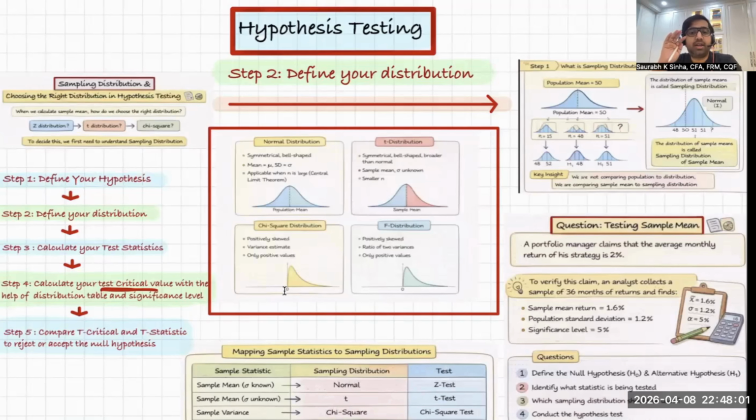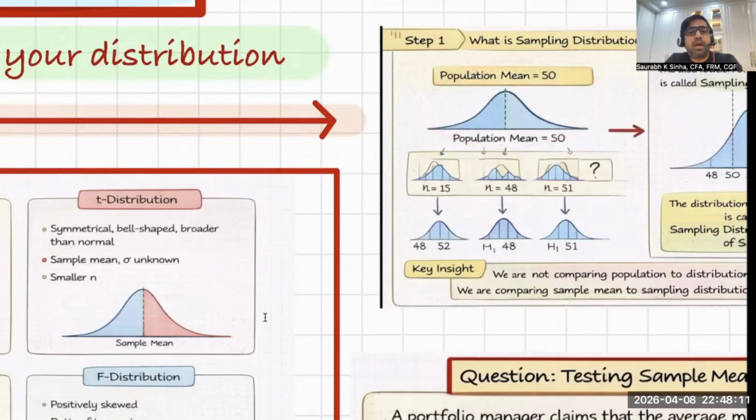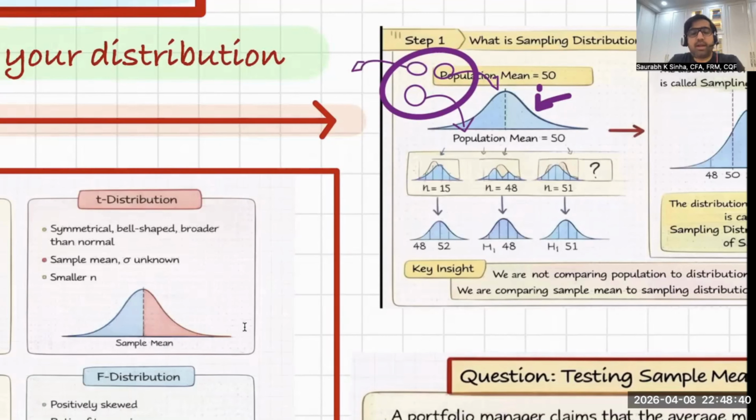Let's first understand intuitively. Assume you have a population, and this is the distribution of the population. From that population, you took a sample. Then you calculate the sample mean. Then you took another sample and calculate the sample mean. You took another sample and calculate the sample mean.